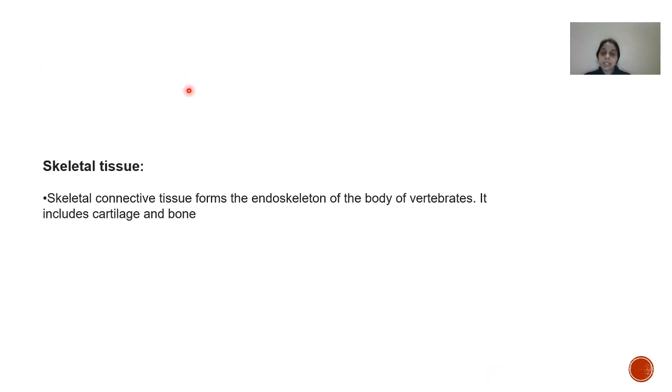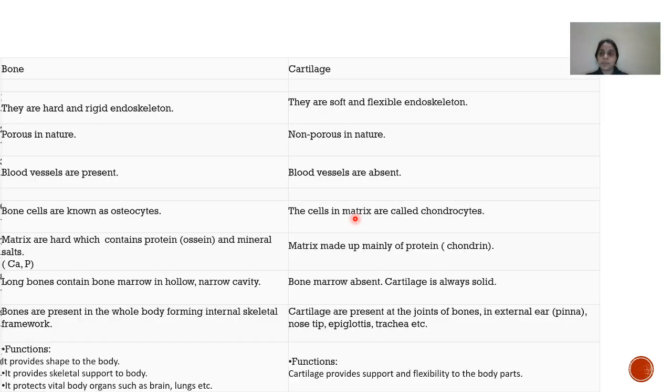Next, we'll study about the skeletal tissue. The skeletal connective tissue forms the endoskeleton of the body of vertebrates. It includes cartilage and bone. So let us study about the difference between cartilage and bone.